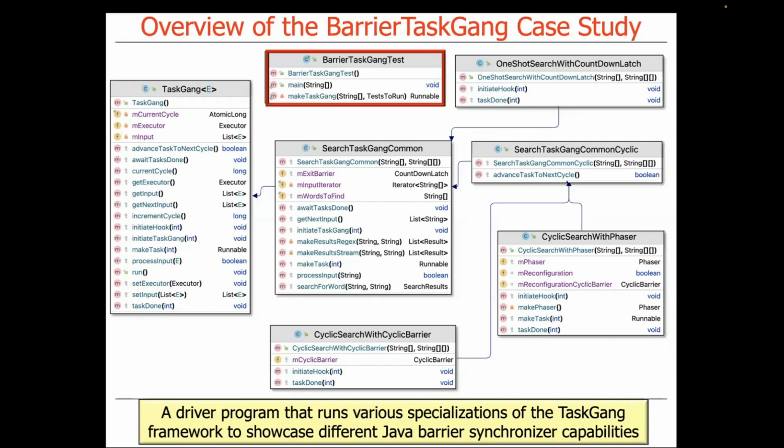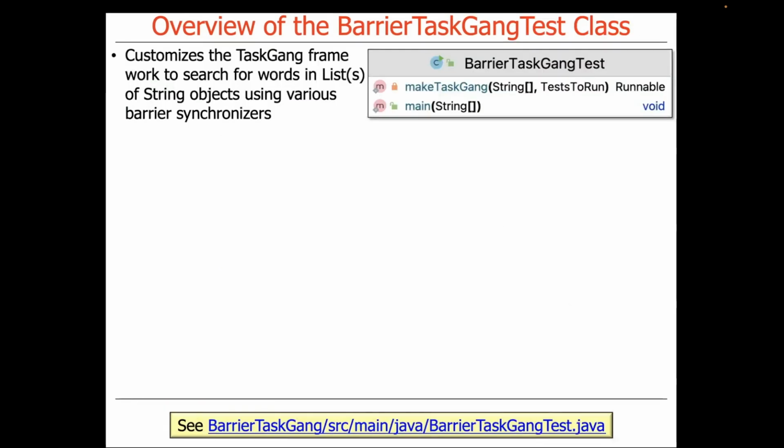The driver program, which we're going to focus on in this first part of the lesson, is called BarrierTaskGang Test, and it runs various specializations of the TaskGang framework to showcase different Java barrier synchronizer capabilities. If you take a look at the videos that are coming up in the course, we've been covering barrier synchronization. I will recap some of the key barrier synchronizers here as we get a little further into this case study, but that's what you should be focusing on as part of the companion videos that go along with this lesson. So let's take a look at the BarrierTaskGang test class.